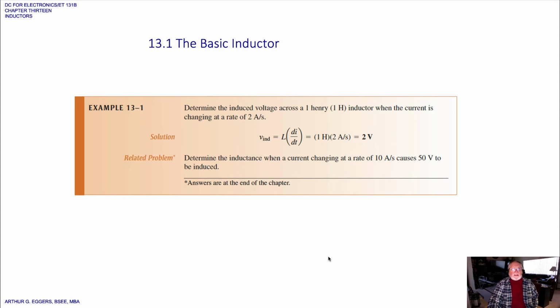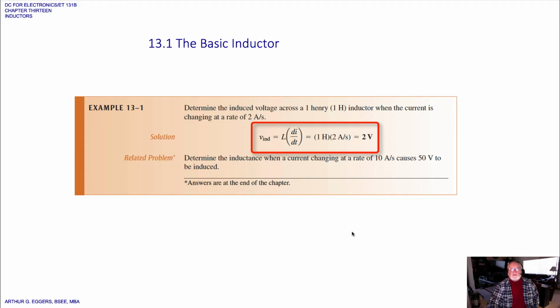So let's look at a simple problem here. Determine the induced voltage across a 1 Henry inductor when the current is changing at a rate of 2 amps per second. So very simply, 1 Henry, di by dt becomes 2 amps per second. 2 times 1 is 2, so we get 2 volts induced when we use a rate of change of 2 amps per second.